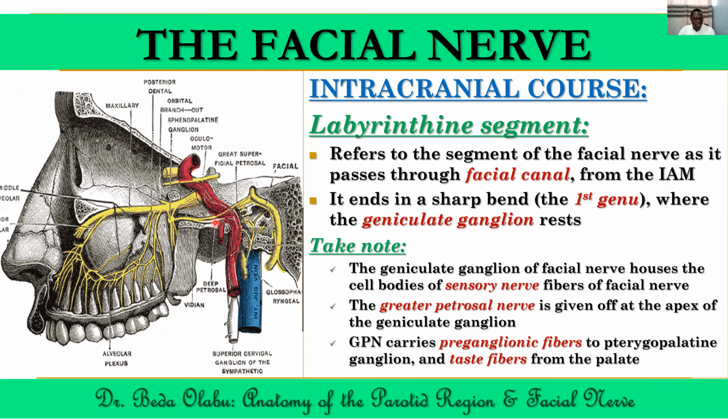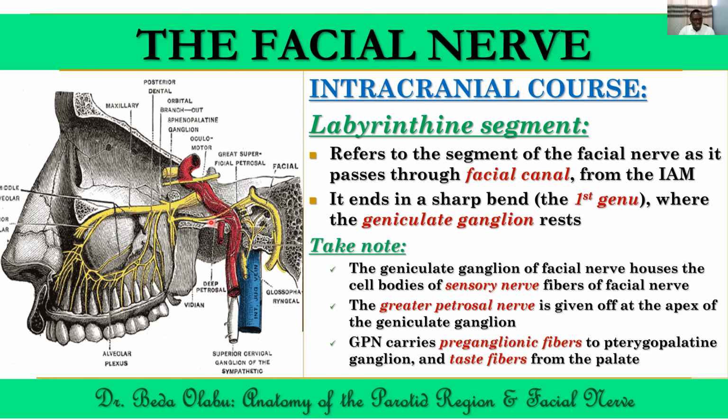Deep petrosal nerve is a sympathetic nerve plexus. So there are postganglionic sympathetic nerve plexus around the internal carotid artery. Remember, I mentioned to you earlier that postganglionic sympathetics may hitchhike on blood vessels. So the ones that hitchhike on the internal carotid join to form the deep petrosal nerve.